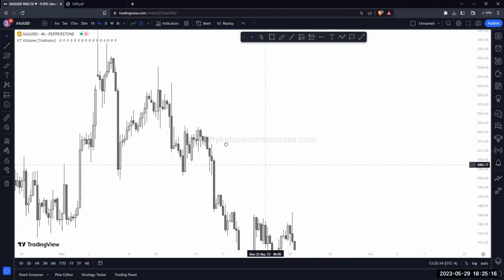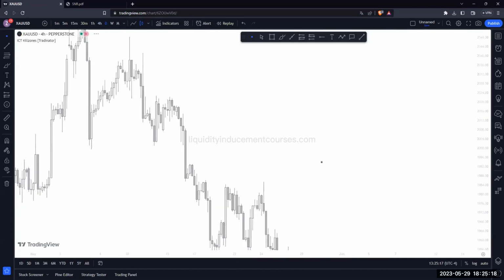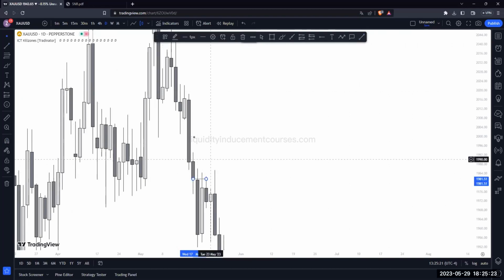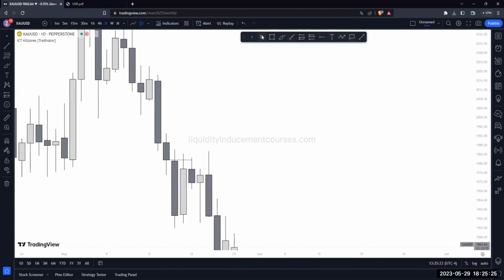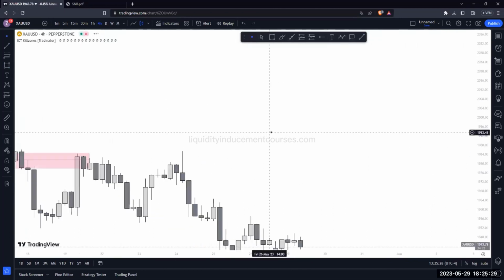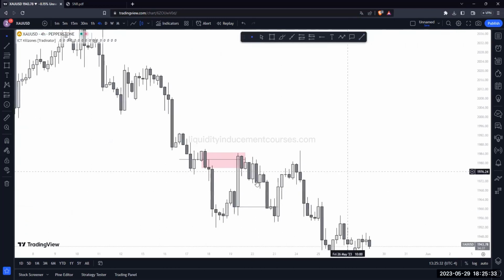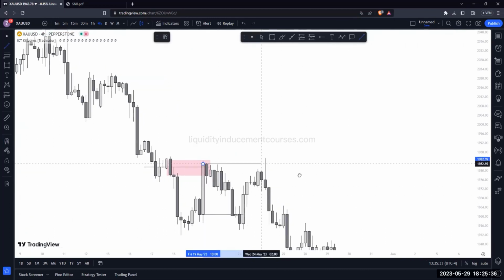Okay, let me give you another example right here. So you have a daily, reject daily. Price touch, breaks the low, and then does what? Comes back to the extreme and sells off.